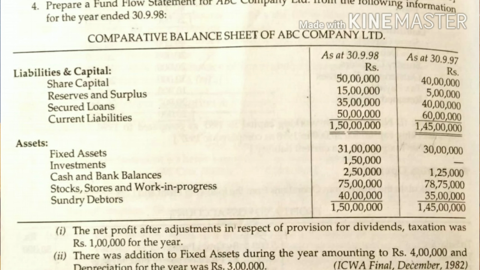Then current liabilities. Current liabilities opening were 60 lakh and closing are 50 lakhs. So current liabilities are reduced, but current liabilities come under the schedule of changes in working capital.